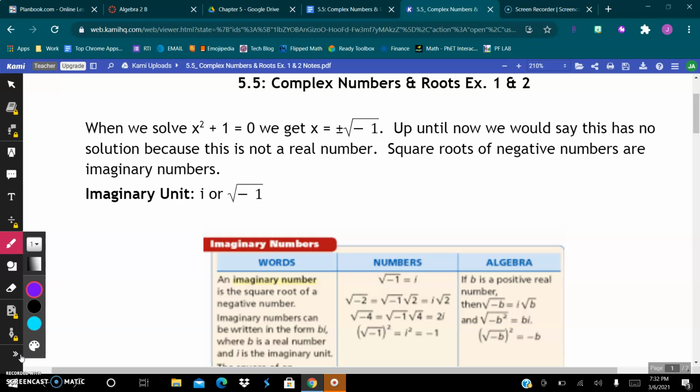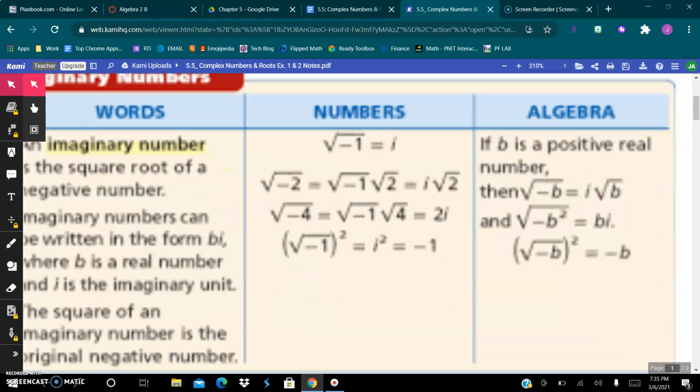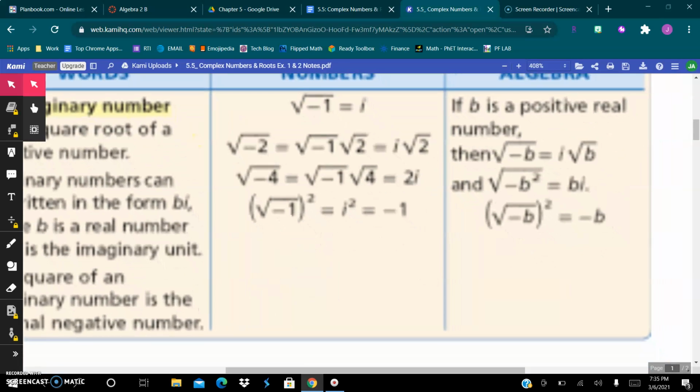Now, we're going to talk about imaginary numbers, and that is when we take the square root of negative numbers. So the imaginary unit is i, or the square root of negative 1. Those are interchangeable, so that's very, very important right here. This gives us the definition of an imaginary number in words that we just talked about. At the top here in the middle, the square root of negative 1 is i.